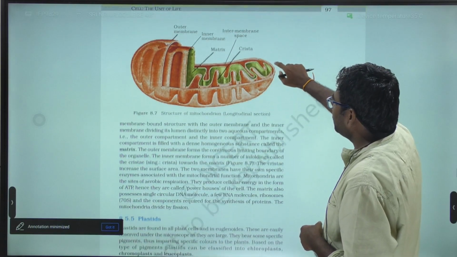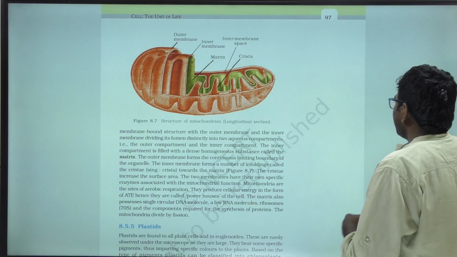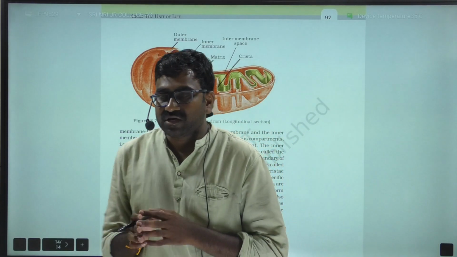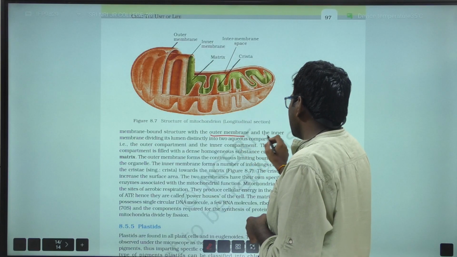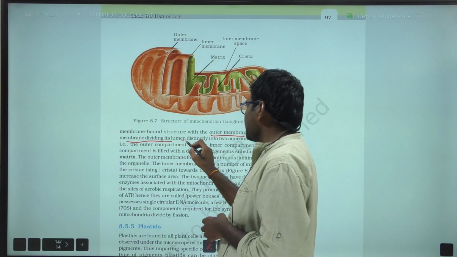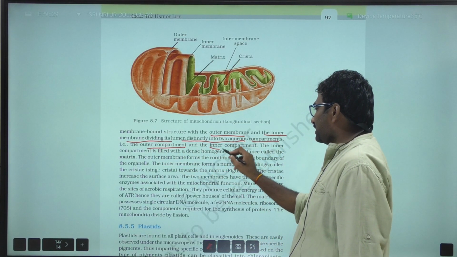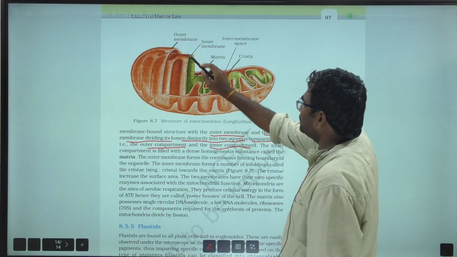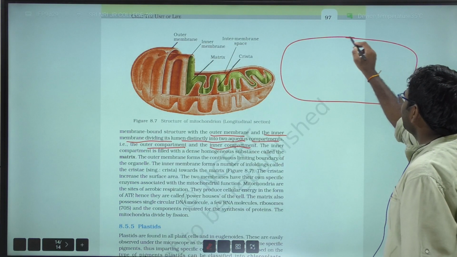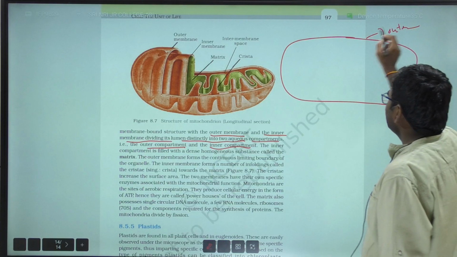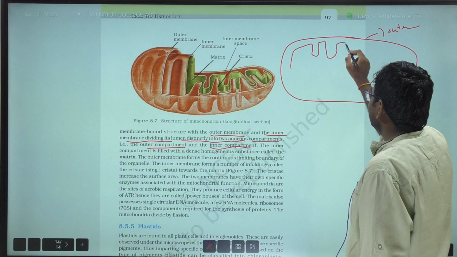This is the structure of mitochondria. It is a double membrane bound organelle, with the outer membrane and the inner membrane dividing its lumen distinctly into two aqueous compartments, the outer compartment and the inner compartment. This is the outer membrane and this one is the inner membrane.